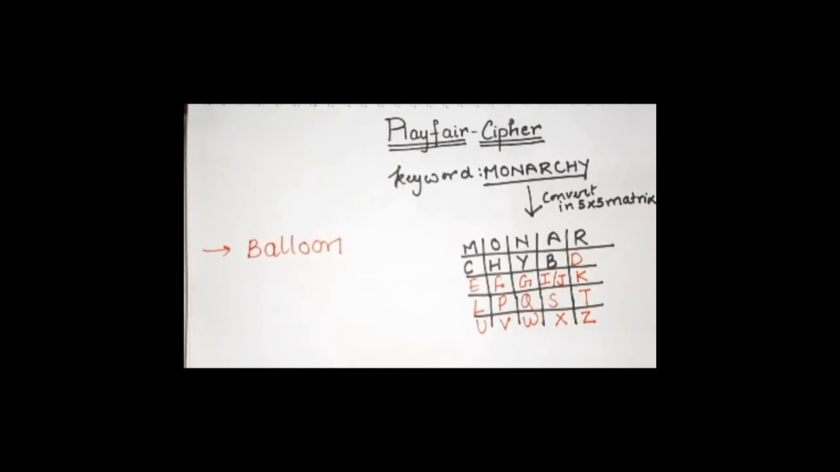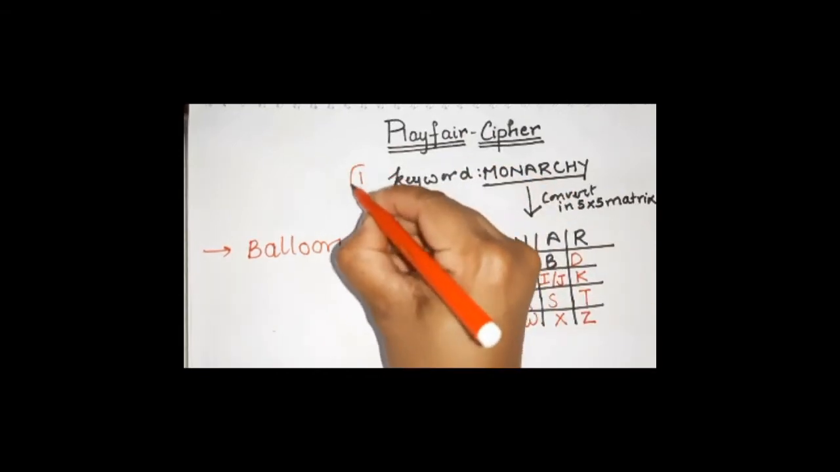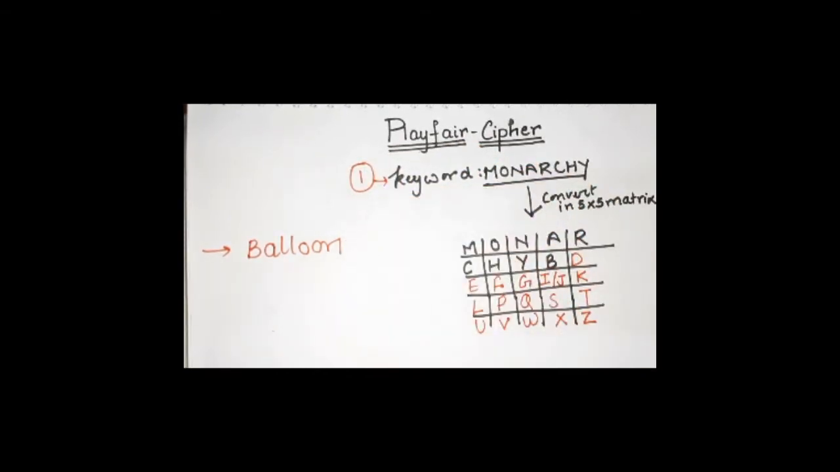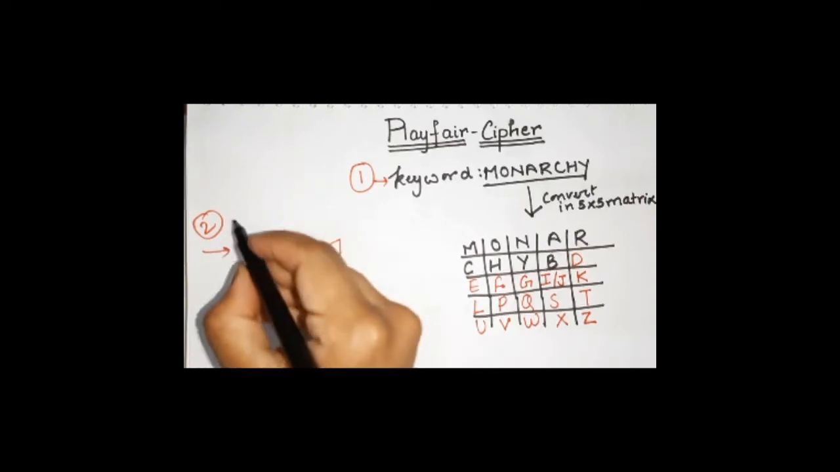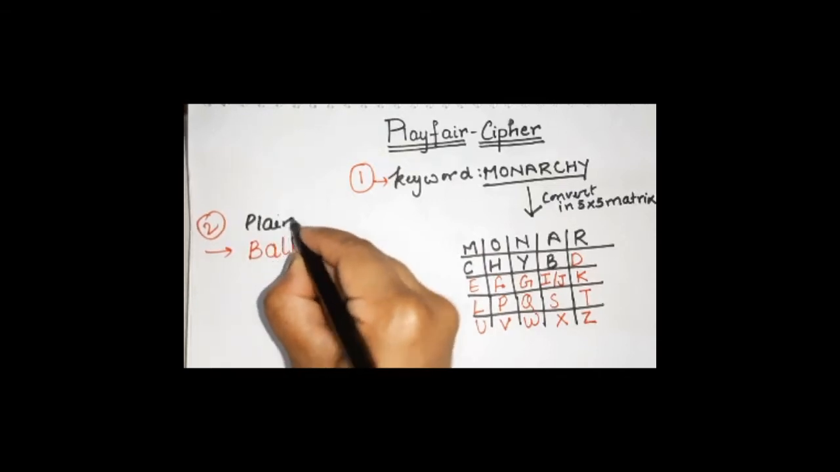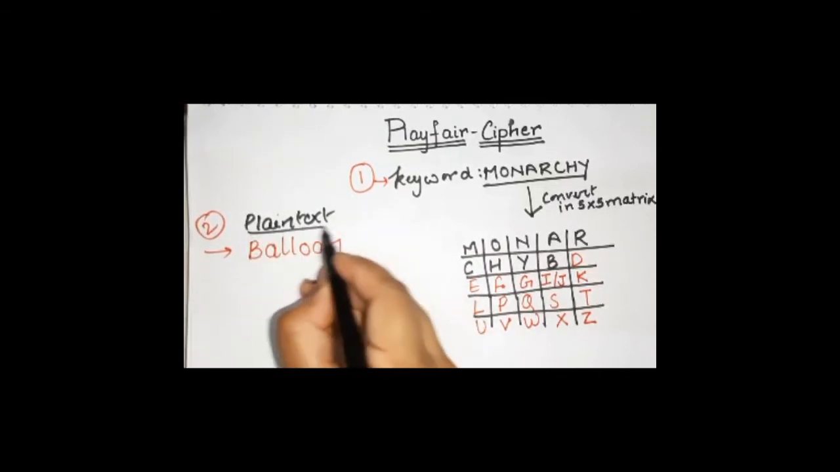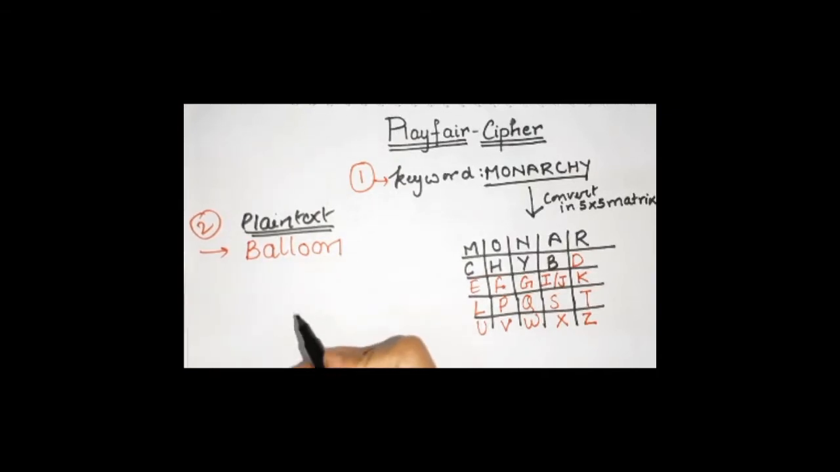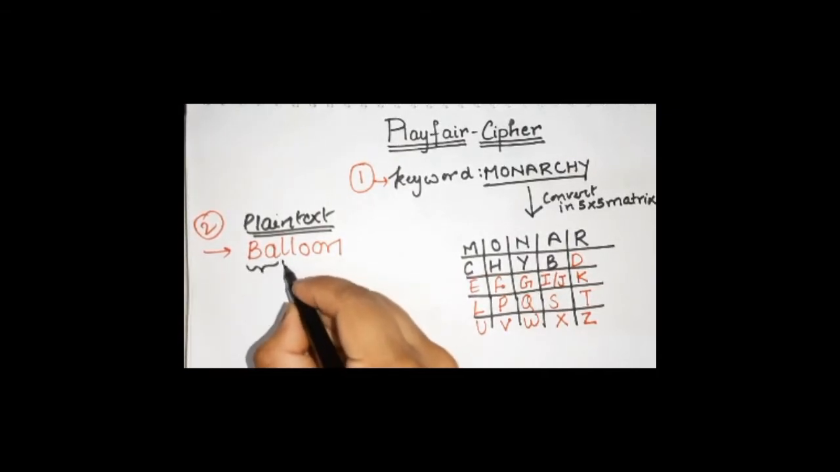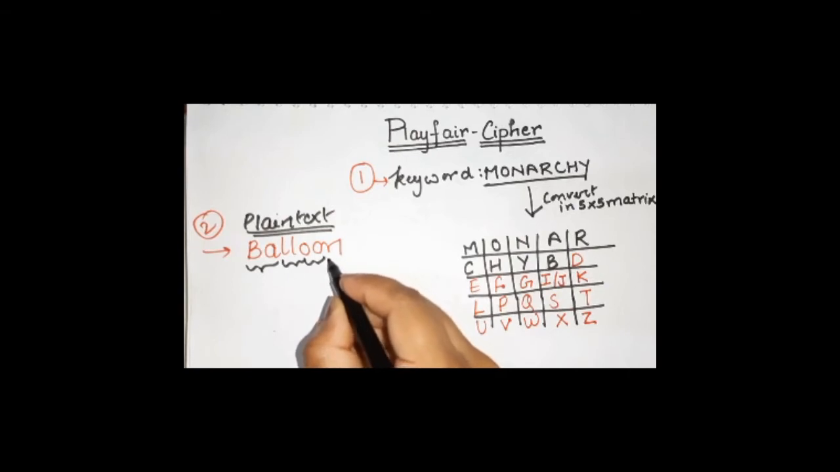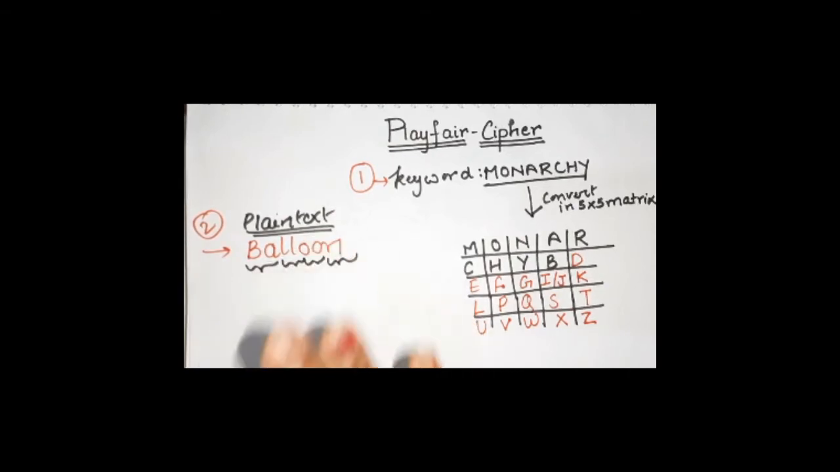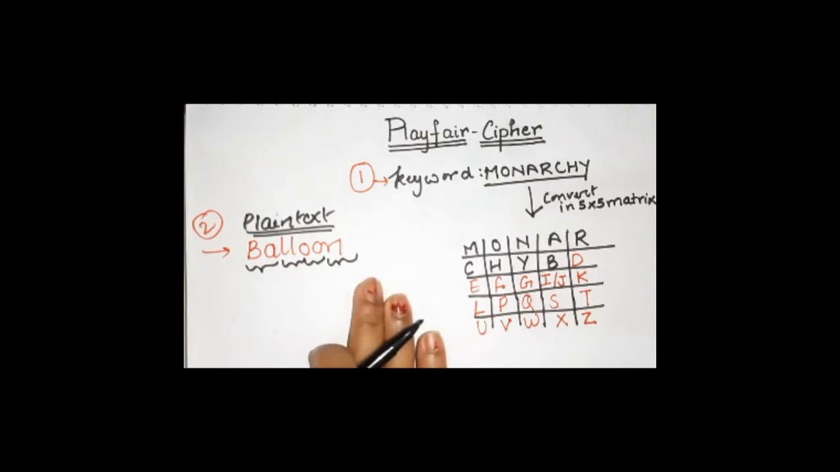Now the first step is that you have to create the keyword matrix. The second step is that you have to start pairing up the plain text. Whatever plain text you're given, here in our case we are given the plain text as balloon. So the second step is to start pairing the plain text. You need to pair the entire plain text.